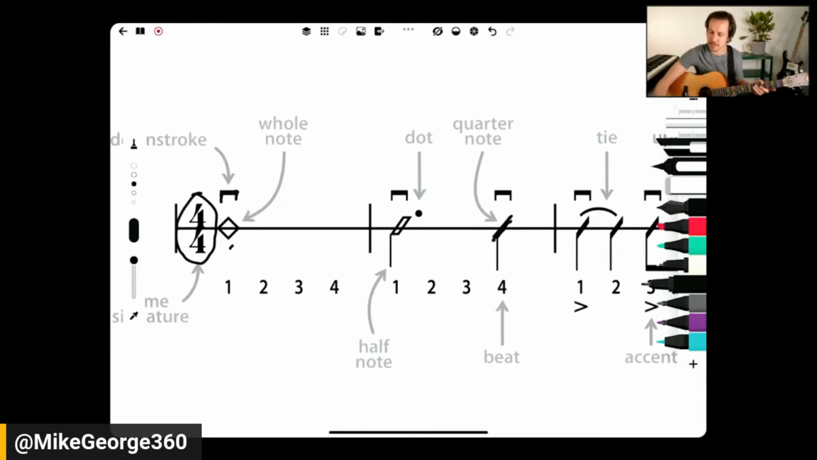It's just representing a moment in time. So that's a quarter note. We have a half note here, which is similar to a quarter note with a hole in the middle. A dot adds another half the value of whatever it dots. We can get into that in more detail another time.